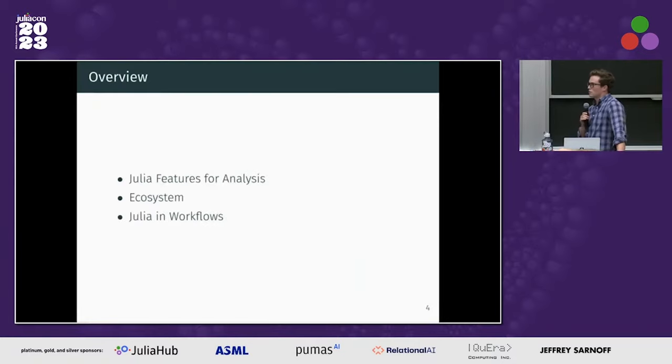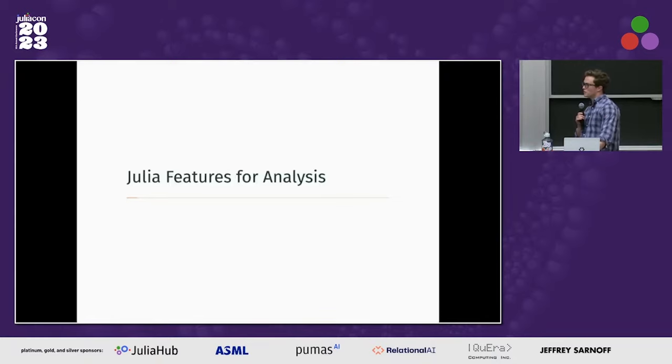So a quick overview of this. We're going to talk about the Julia features for analysis that I think are important and how they're helping with reproducibility. We'll talk about the ecosystem of Julia and compare it to R and Python and all the various packages that you may want. Then we'll talk about Julia and workflows for a little bit as well, and then a little example analysis at the end.